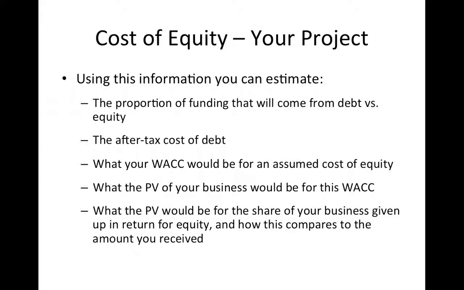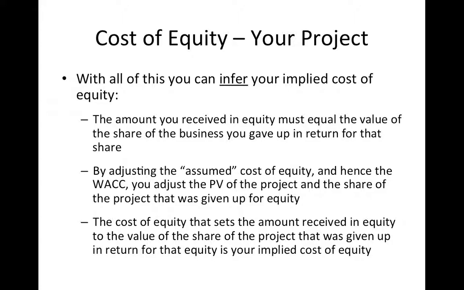And once you had that weighted average cost, you could plug that in where we just put in a plugged in number and calculate the present value of your business given that weighted average cost of capital. If you knew that and you knew that, say you gave up 40% of your business in return for this equity, you could figure out what 40% of your business is worth, and you can compare that to the amount you received to see whether maybe you felt like you gave up too much or too little. Well, in our case, since we're just using an assumed cost of equity, it's not about whether you gave up too much or too little. You gave up what you gave up.